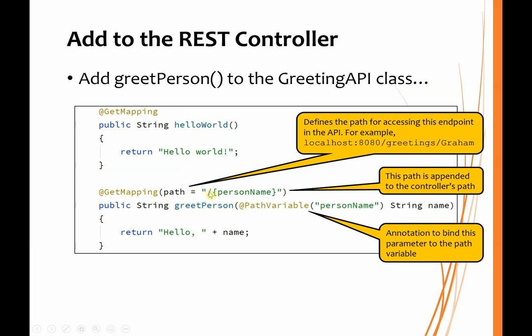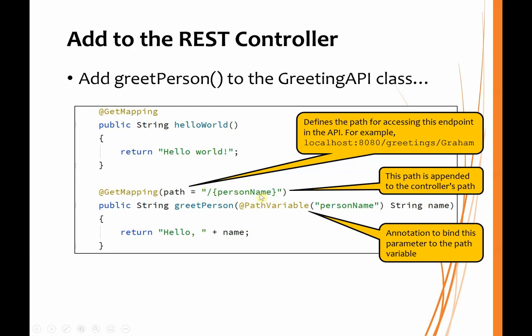And so we can see that this path is /{person_name}. The person name is in these braces, so that means that it's a variable. So to access this endpoint, we put in the path for the API, and then we append / and then a value, in this case /Graham. So the value Graham will become the value of this variable, person name.